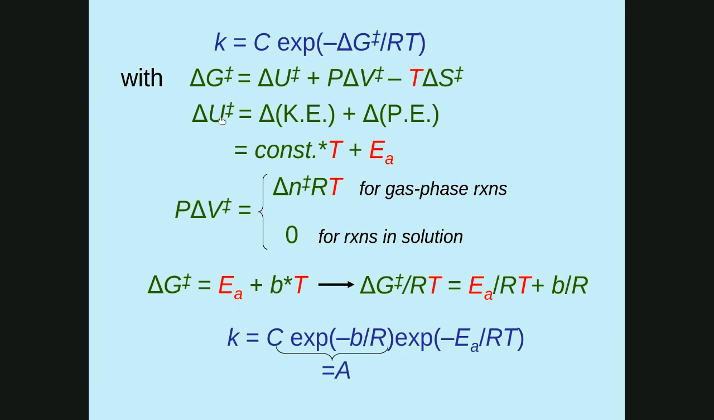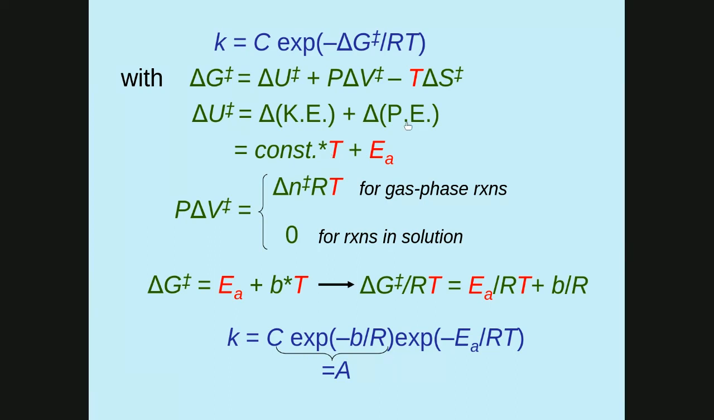Now, if we focus on the internal energy term, internal energy is always a sum of kinetic energy, which is stored in the linear motion of molecules and also in their rotation, and a potential energy term, which relates to the interactions amongst molecules. Now, the difference in kinetic energy between the activated complex and the separate A and B molecules we know to be directly proportional to temperature.